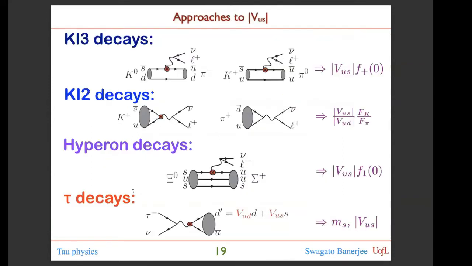So these are the different approaches to the Vus. We can measure Vus from the 3-body decays of the kaon or 2-body decays of the kaon, or from hyperon decays, as well as from the tau decays. In all cases, this vertex shown here in red is the one that is sensitive to the Vus, and the quantities that are extracted are, in addition to Vus, the meson decay constants or the form factors, which are usually either calculated from perturbation theory in the case of tau decays, or obtained from the lattice.